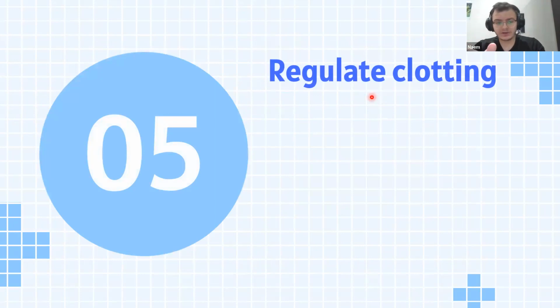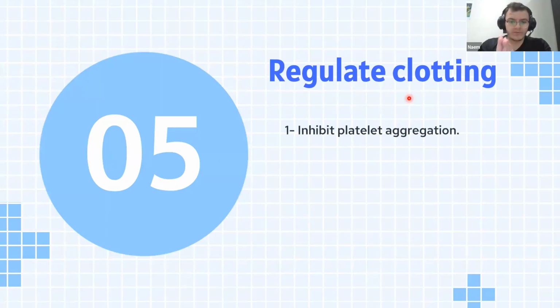So let's talk now about the regulation of clotting, which is the fifth function. First of all, one thing that the endothelium always does is inhibit platelet aggregation. You guys know what platelet aggregation is? Basically, it's when the platelets come together and bind to each other to make a clot. So the first function of the endothelium regarding this point is that it inhibits platelet aggregation. In a normal scenario, the endothelium does not allow this platelet aggregation to happen, okay?